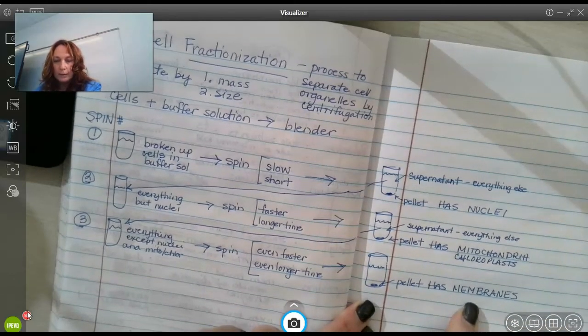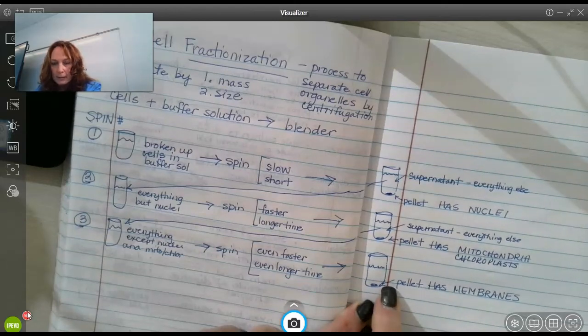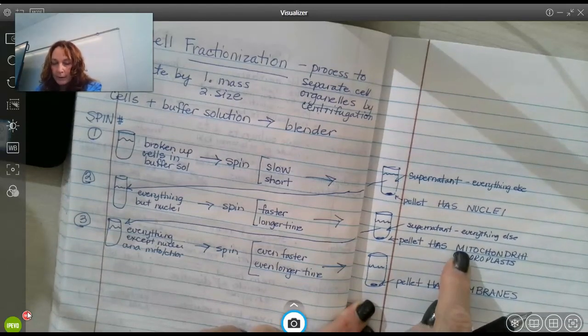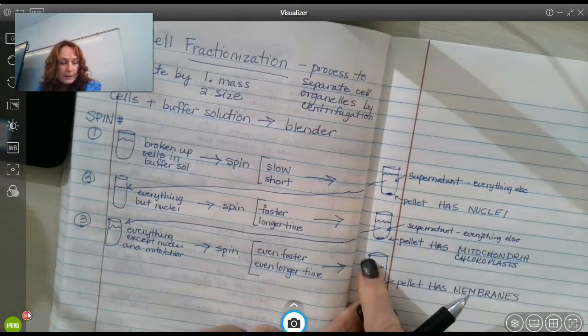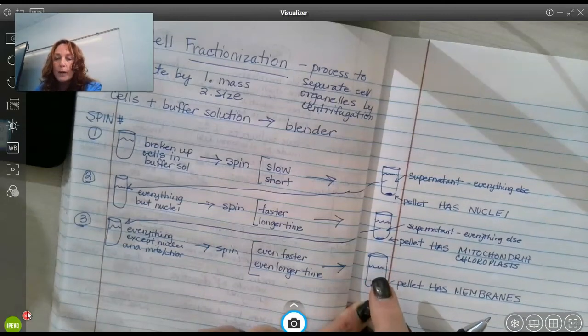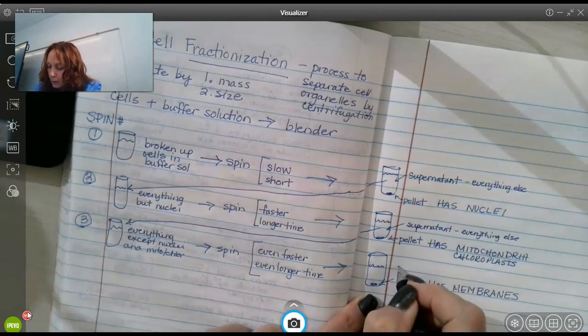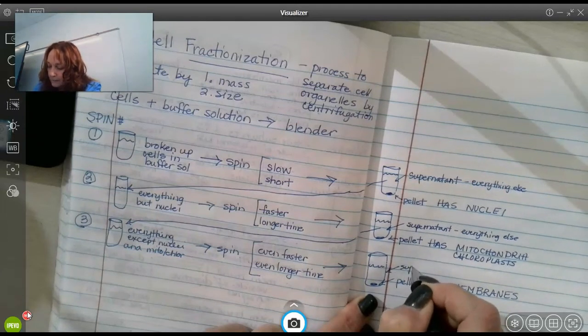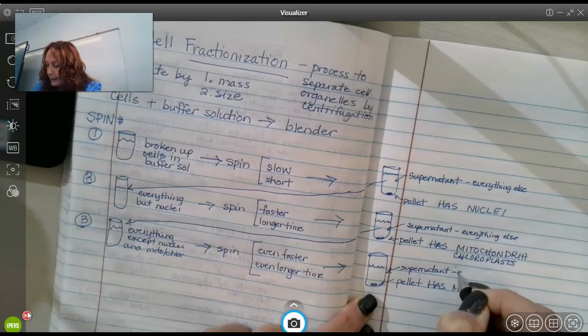That's what I wanted. If you did not want the membranes, or the mitochondria, or the chloroplasts, or the nuclei, because they're long gone, they were in these pellets, and we threw those away a long time ago, then you're going to have to spin again for what's left. And there's only one thing left. So this supernatant has everything else that's left.